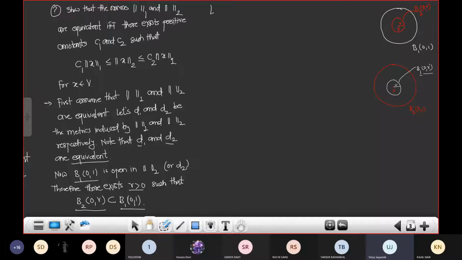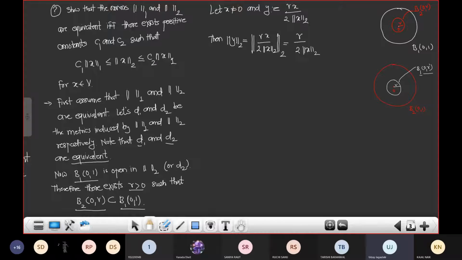Now take a non-zero point x. So let x not equal to 0 and we define y as y equals r x upon 2 times norm 2 of x. Okay. Now let's compute norm 2 of y. So norm 2 of y is the same as norm 2 of r x upon 2 times norm 2 of x. Now pull out all the constants. These are constants, r is constant, 2 is constant. They are all positive constants.